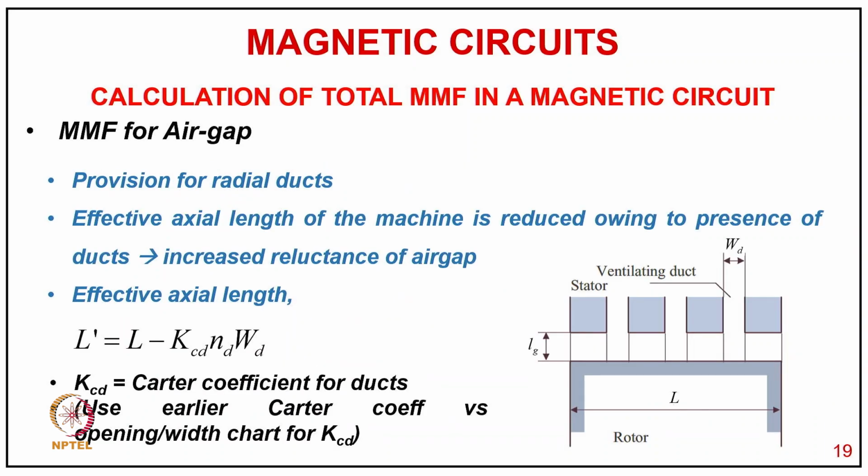Now coming to the calculation of the MMF for the air gap, for larger machines there is also a provision of radial ducts, so that also has an effect. The effective air gap length of the machine is reduced owing to the presence of ducts, and the reluctance of the air gap is increased. So the effective axial length will be L dash equal to L minus Kcd into nd Wd, where Kcd is the Carter coefficient for the duct. Usually the Carter coefficient versus opening is given by a chart, as you can see here for the duct, also for ventilating ducts in the stator core.